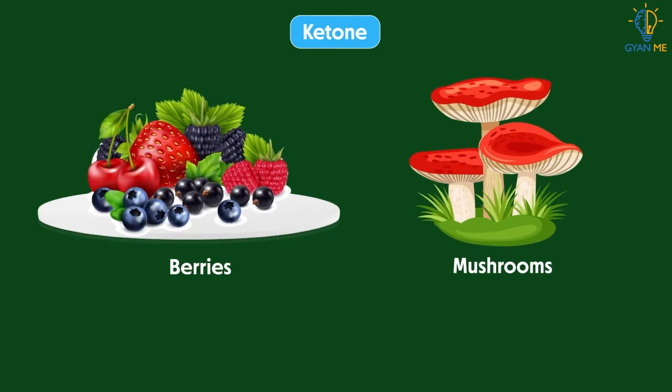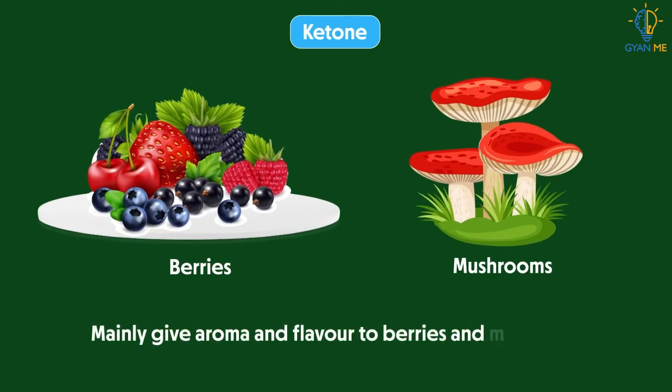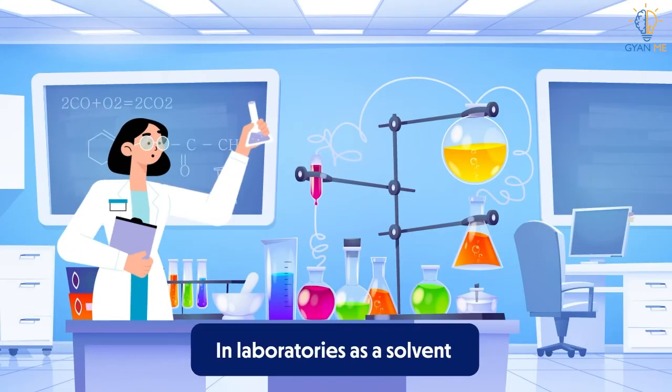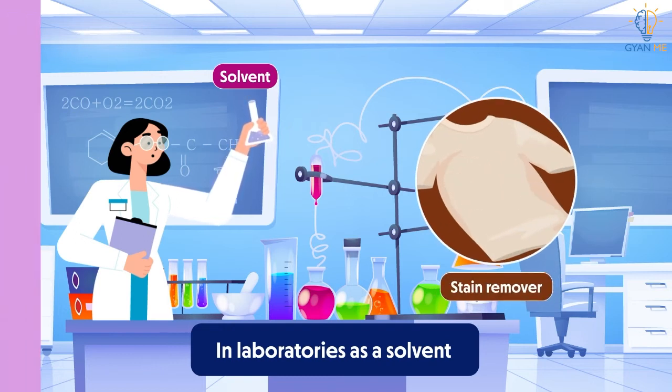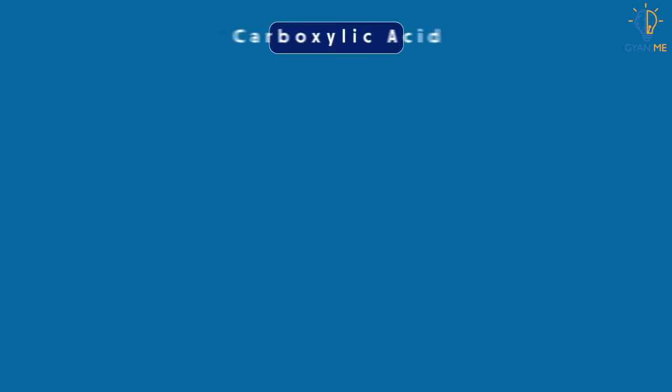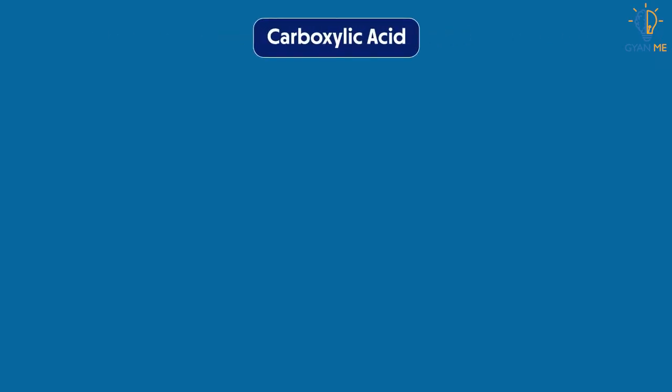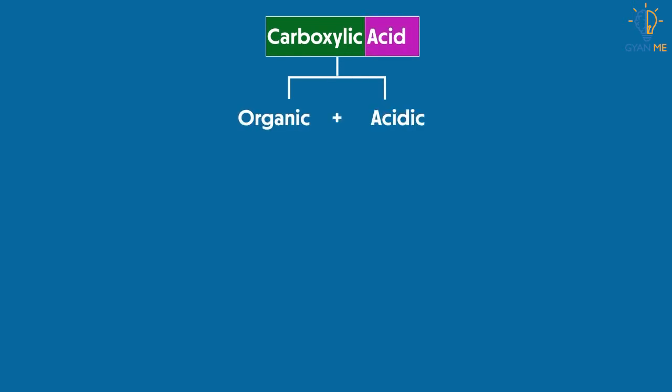CH3COCH3. Compounds of the ketone group mainly give aroma and flavor to berries and mushrooms. In addition, they are also used in laboratories as solvents and as a stain remover. Now next is the functional group carboxylic acid. As the name itself suggests, it is an organic acidic group.